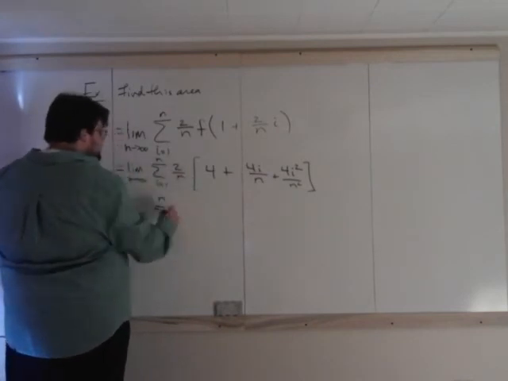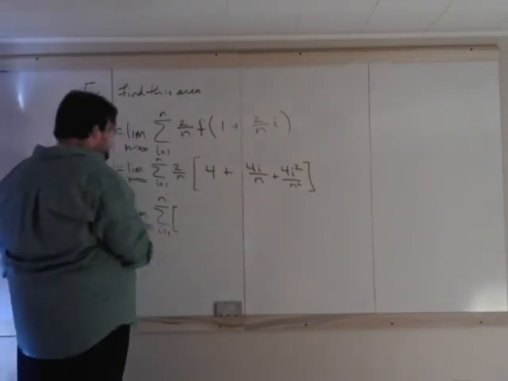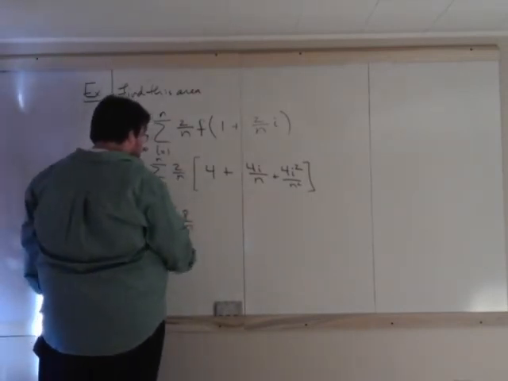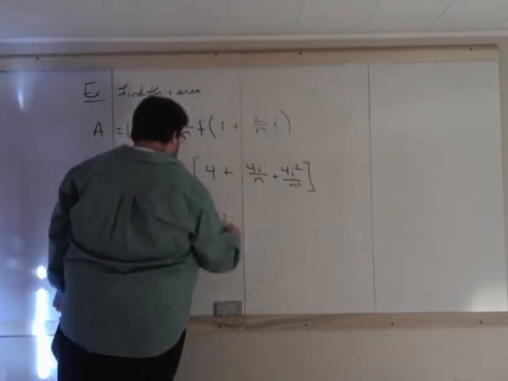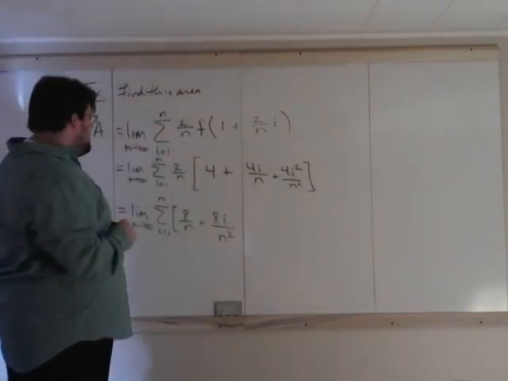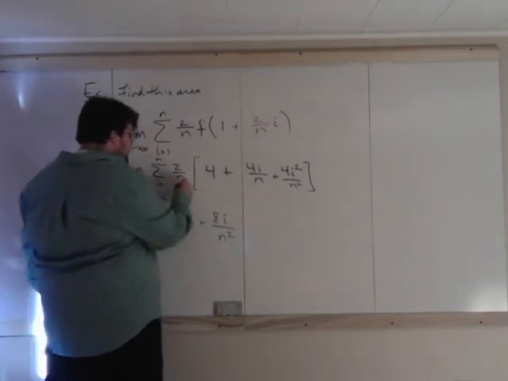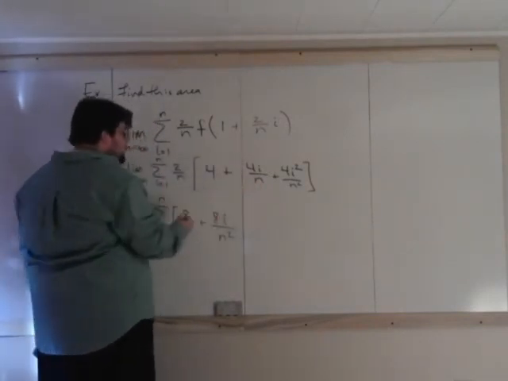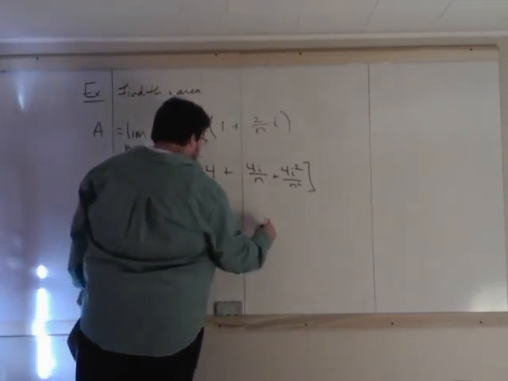Let's just distribute this 2 over n through. 2 over n times 4 is 8 over n. 2 over n times that next thing is 8i over n squared, because we have an n here and an n there, so that makes an n squared on the bottom. We have a 2 and a 4i, that makes an 8i on top. And then the last thing, we have an 8.